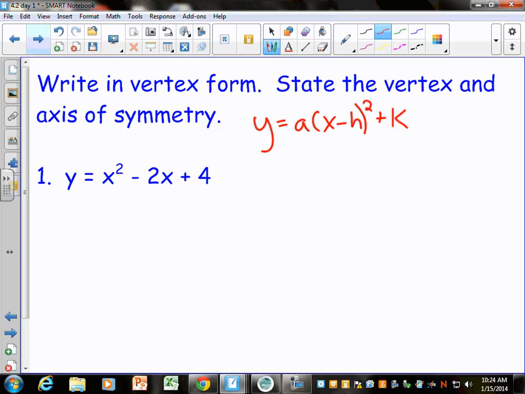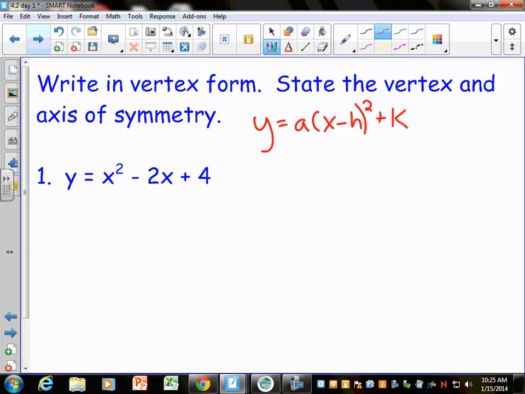How do you take something that's not a square and you complete it? Complete the square. That's my hint. Not a factor. Complete the square. So here's the thing. We only want to complete the square for the x's, so the 4 we kind of kick out to the end.